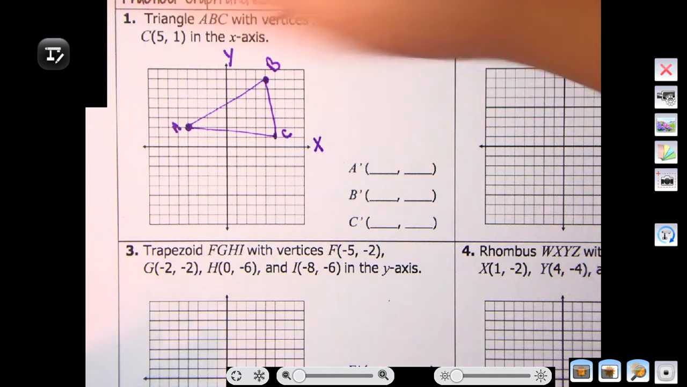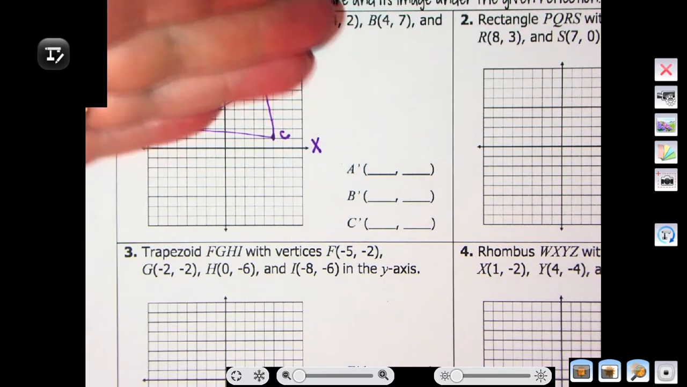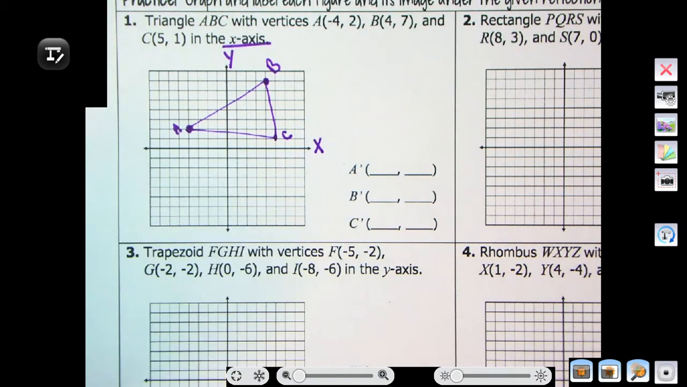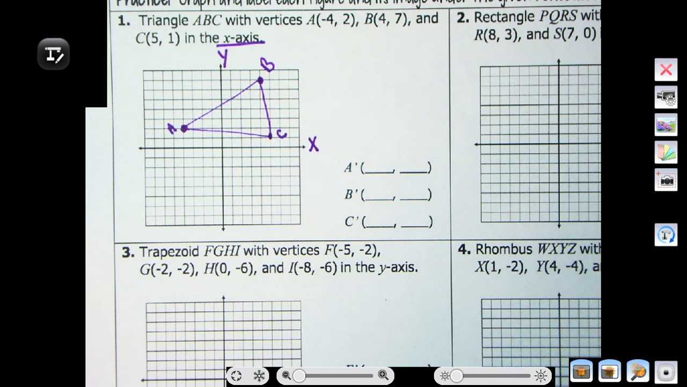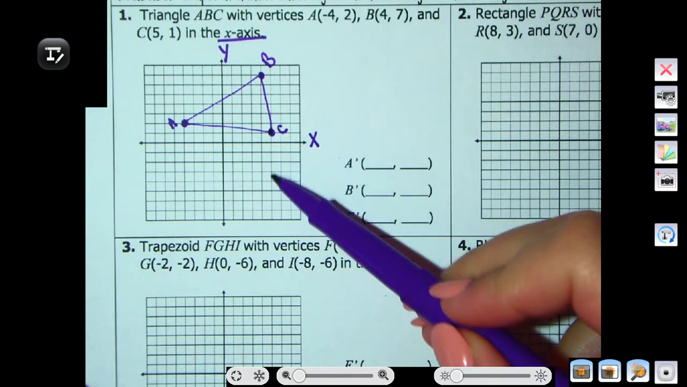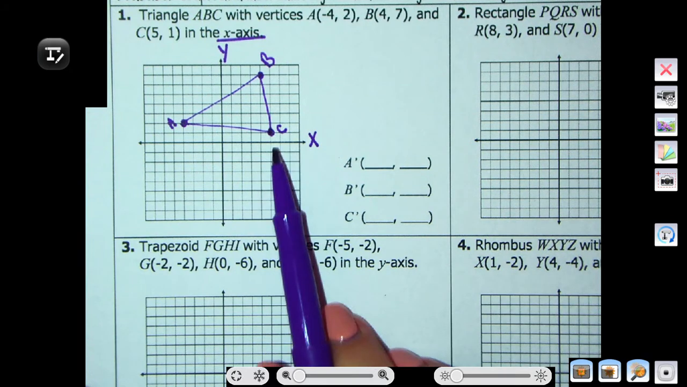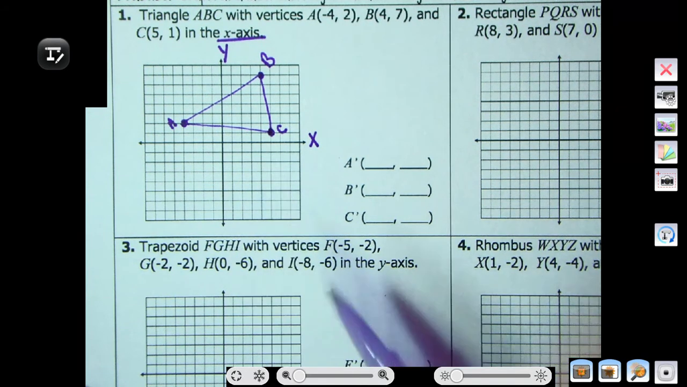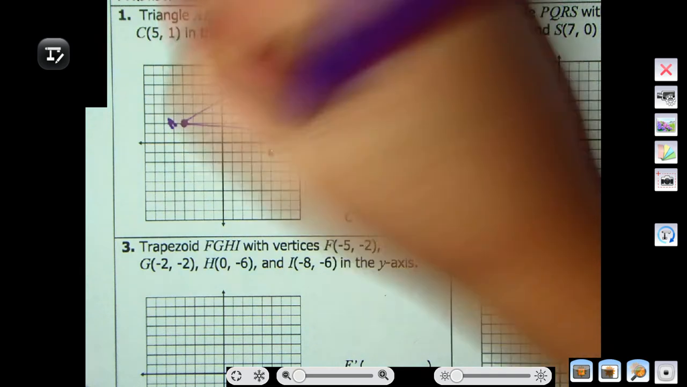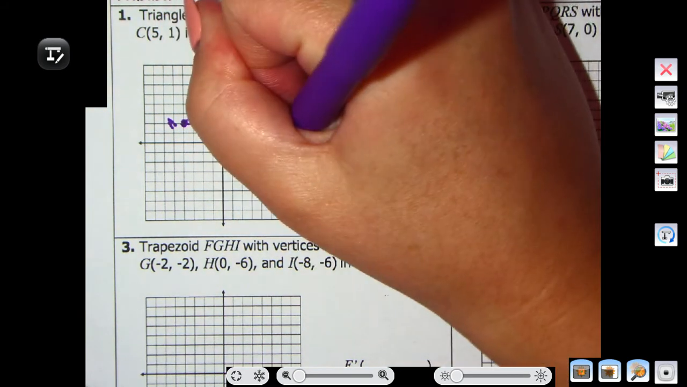So what's really important is I have to know what it's telling me to reflect it over. It's saying reflect it over the x-axis. So this is my line of reflection. I'm going to create a mirror image of this figure onto the other side of the x-axis. So you're basically going to follow this same grid line that the point is on, and you're going to flip it over. So since I am reflecting it over the x-axis, this C is going to come right over onto the other side of the x-axis, and I just reflected that point. Okay, so I'm going to label it C prime.